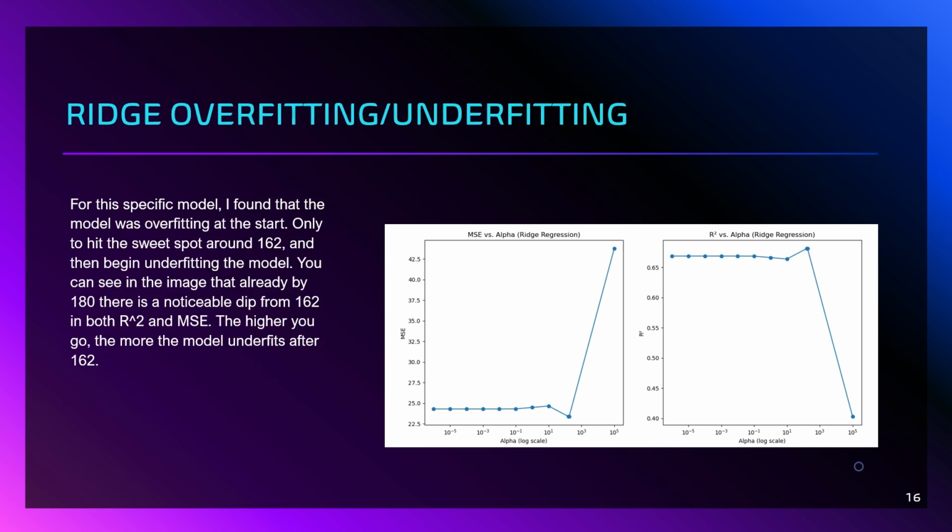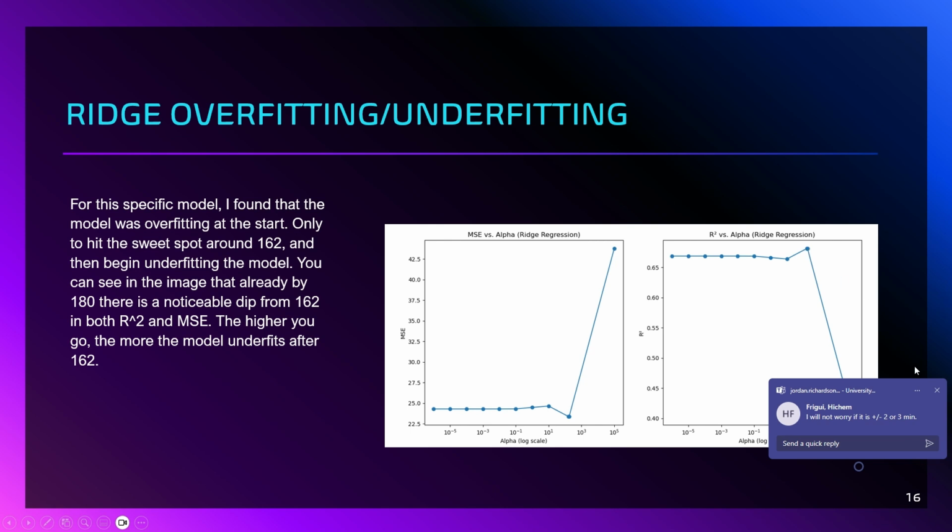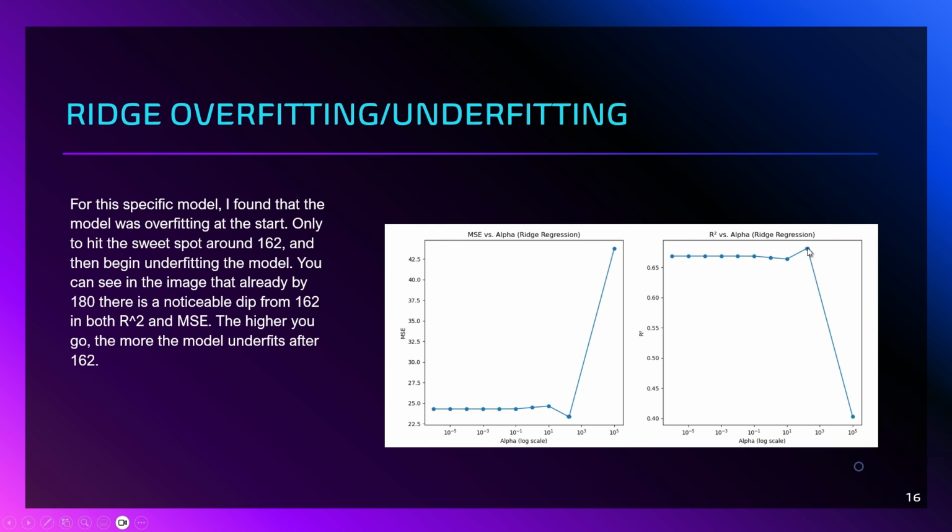For this specific model, I found that the model was likely overfitting at the start, only to start to hit the sweet spot right around here. It hits the sweet spot, and then it's actually a global maximum for ridge, and at that point it begins to underfit rapidly, and this is like 10,000. But I did have points filled out throughout here, and it's just a downward slope.